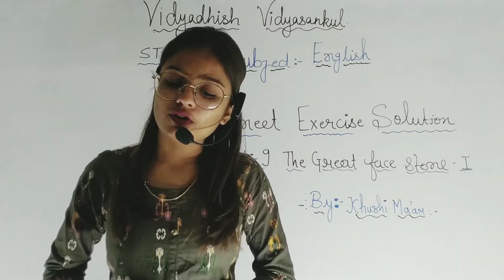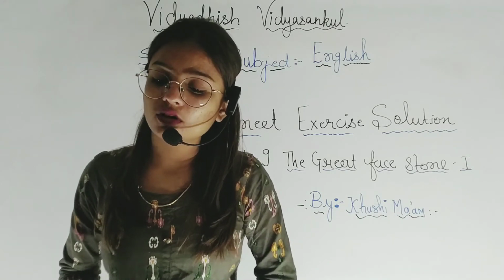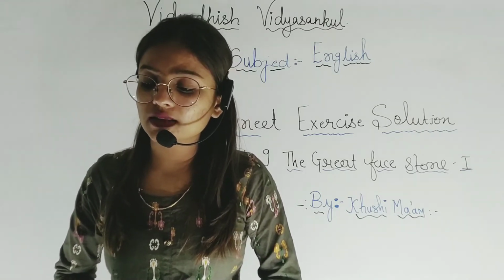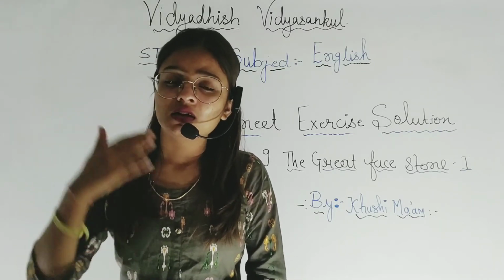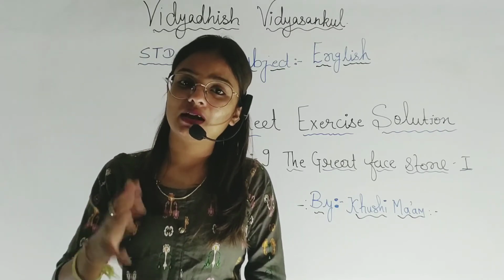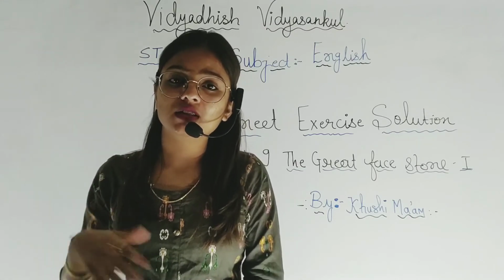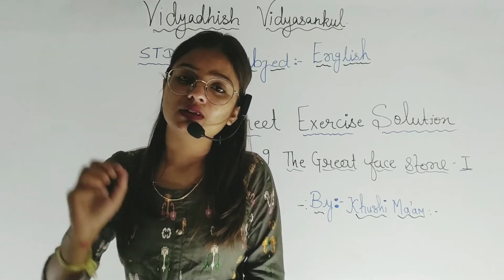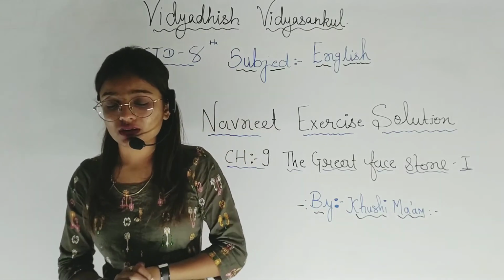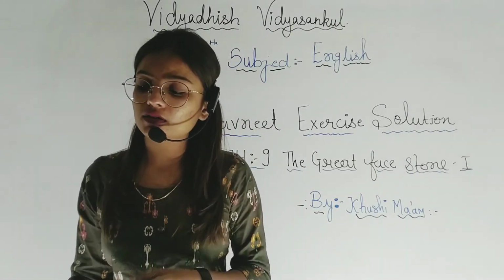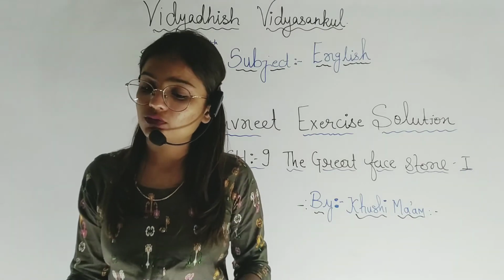Next, Ernest concluded that the greatest and noblest man of his time, bearing the resemblance to the great stone face, had yet to come. Again and again, he held the hope that some time in the future the person with a face like the great stone face would come. Okay students, so now we have completed the working with the text part of chapter number 9.